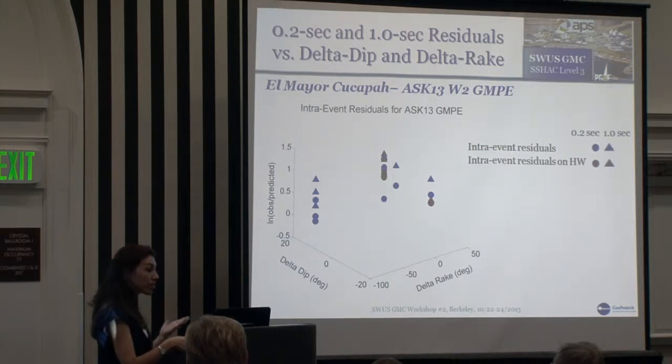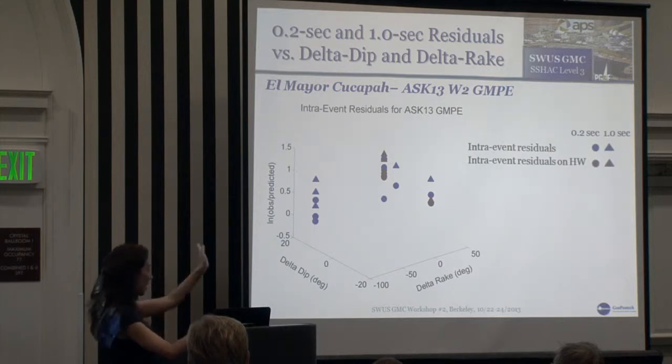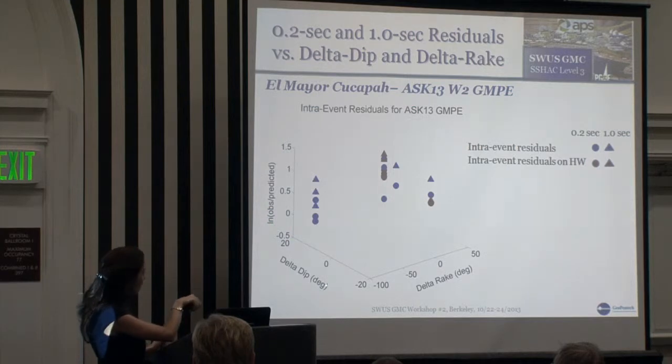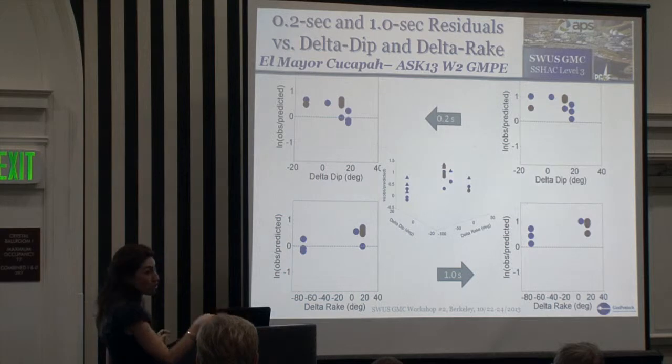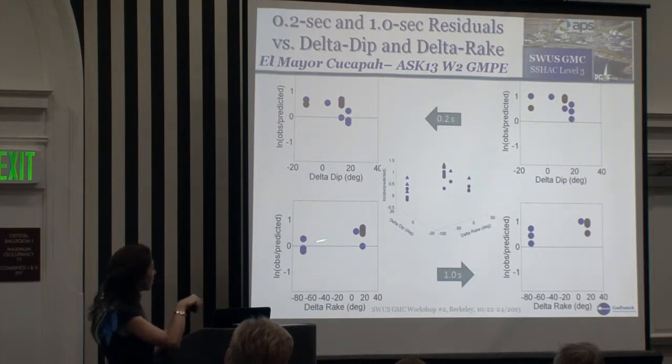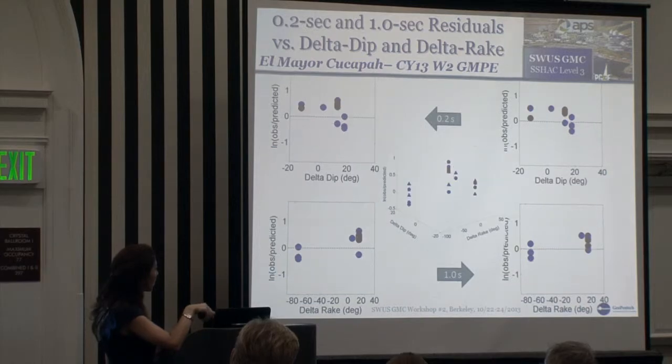But in order to improve the visibility, I'm also breaking it down. It's like slicing this plot, just considering the residuals versus dip, or the residuals versus the delta rake. And this is what is shown here. This is for the event El Mayor Cucapá, and I'm showing the residuals for the Abrahamson et al. GMPE. Again, this is for 0.2 seconds, and this is for 1 second. Delta dip and delta rake. And again, in red are the sites on the hanging wall portion. And then I can scroll.